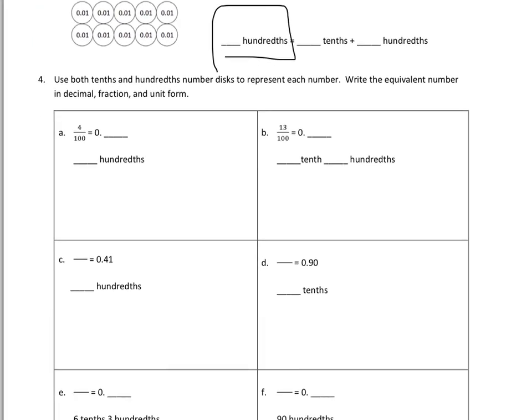For part 4, using the number discs like they did above, they're going to be able to use discs that are worth tenths and worth hundredths to represent each number. For this, students may first want to write the decimal. They'll be able to see the tenths and hundredths a little easier. So I'm going to do C because this one has a good example.